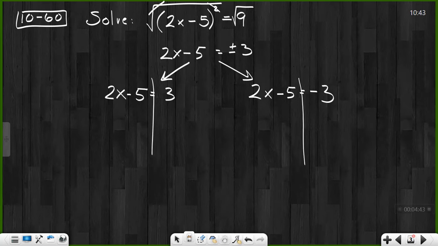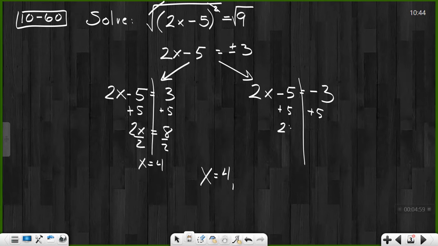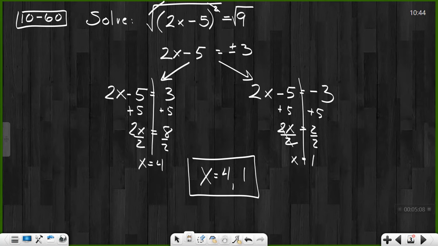And I'm going to solve this using the same steps that we used before, adding 5 to both sides and dividing by 2. All right, that gives me 8 divided by 2 is 4. So x could equal 4, or 1. X could equal 4 or 1.